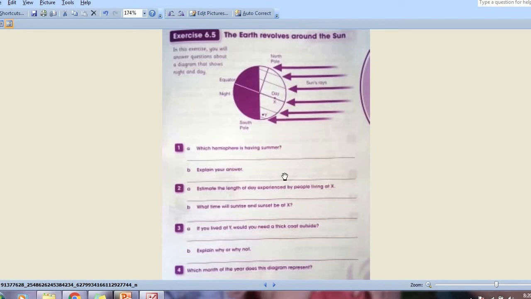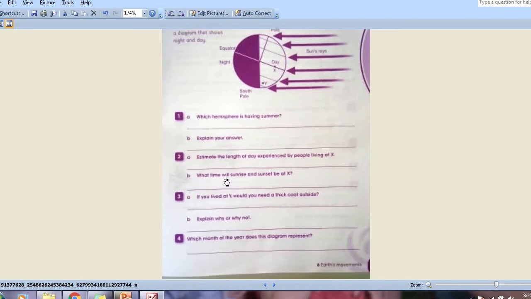Okay, so let's proceed. What time will the sunrise be and the sunset on X? I guess you pretty much know the answer. So you have to make your own observation. Alright, so you try to observe it, but it's pretty much the same actually. It's going to be around 5:30 in the morning and around 5 or 6 in the afternoon. Sunrise will be at 5:30 and sunset will be approximately around 5:45 or 6 in the afternoon.